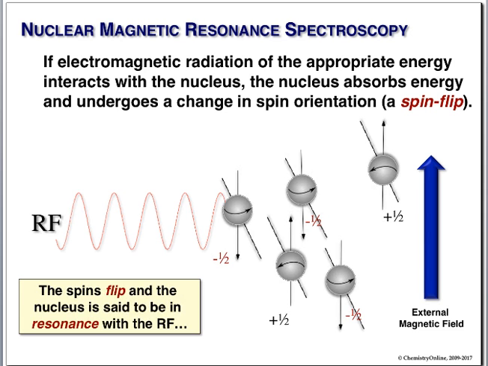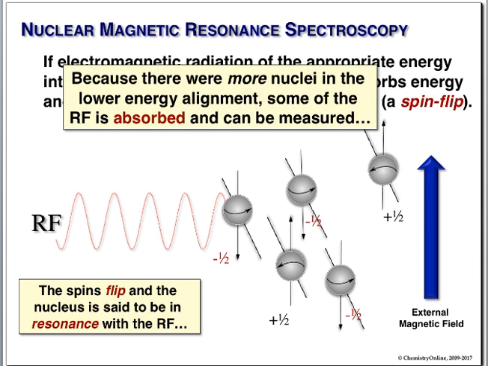Now, because there's slightly more nuclei in the lower energy orientation, this is going to show up as a net absorbance of this RF energy. So we know how much energy we're putting in. We get the spin flip. Some of it has been absorbed, and we can measure that. That is what we measure in the NMR. Okay, this is what I said: lower energy alignment, some RF is absorbed, and that can be measured.